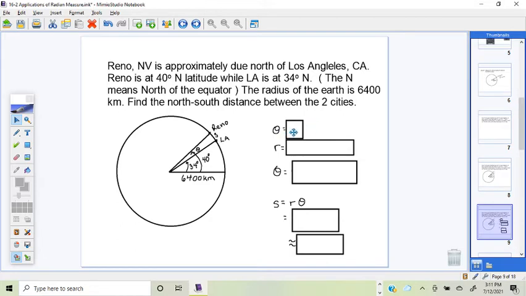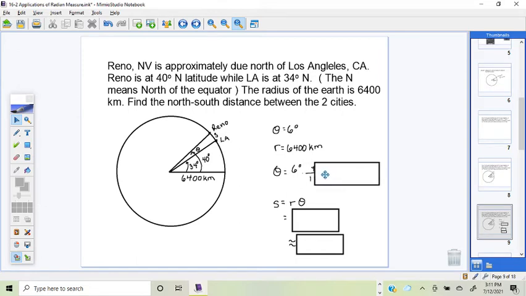So let's think about that. Okay, so I said theta was 6 degrees. Hopefully you understand that because 40 minus 34 is 6. Our radius, we said, was 6,400 kilometers. And our theta then needs to be turned into radians before you can use our formula. So don't forget, that means you need to multiply it times pi over 180. If we reduce that, since 6 goes into 180 30 times, that's pi over 30 radians.